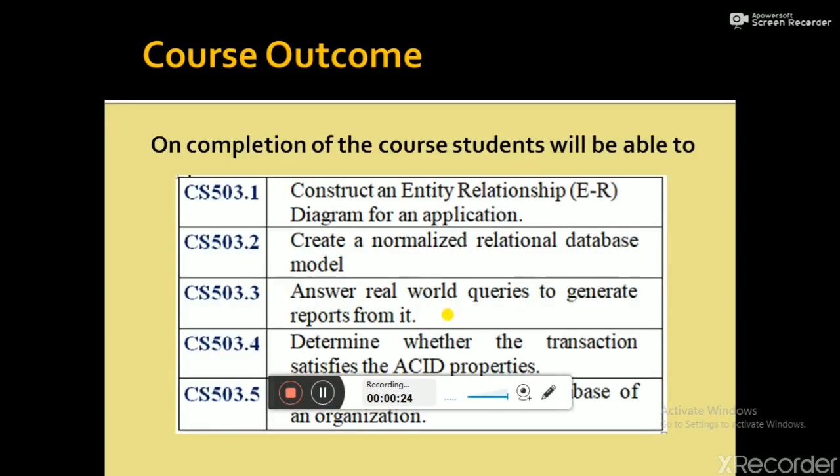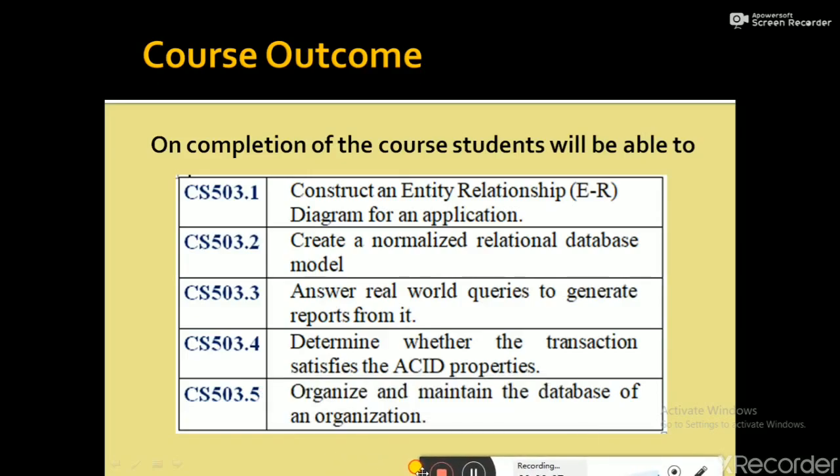And this is the course outcome. On completion of that particular course, students will be able to construct an ER diagram for an application. They will be able to create a normalized relational database model. As well, they will be able to answer real-world queries to generate reports from it. Students will be able to determine whether a transaction satisfies the ACID properties or not. Also, they will be able to organize and maintain the database of an organization.